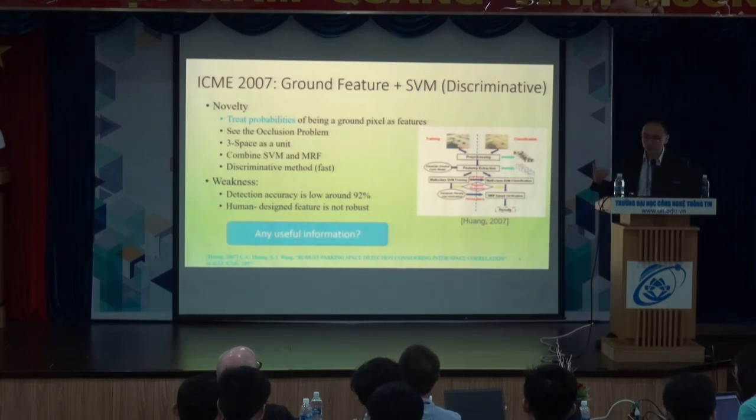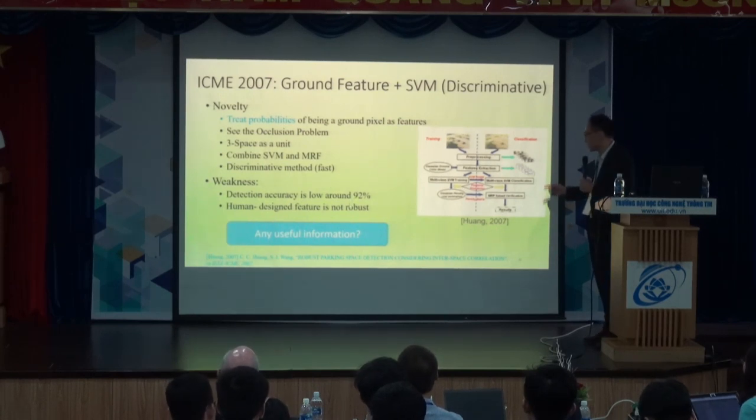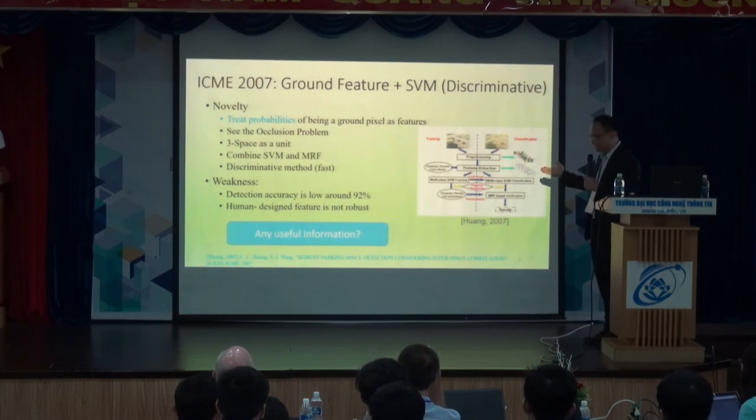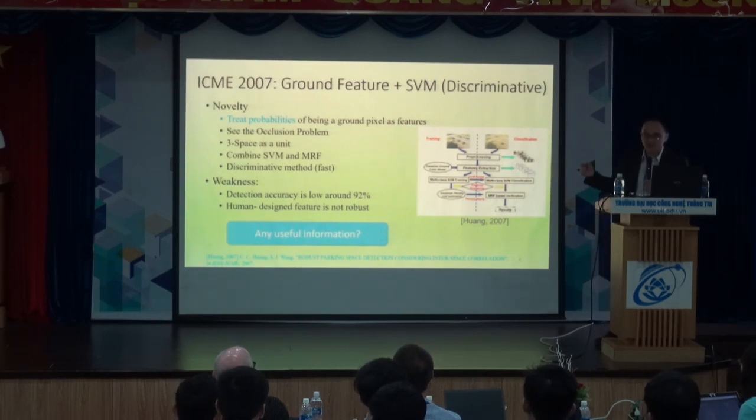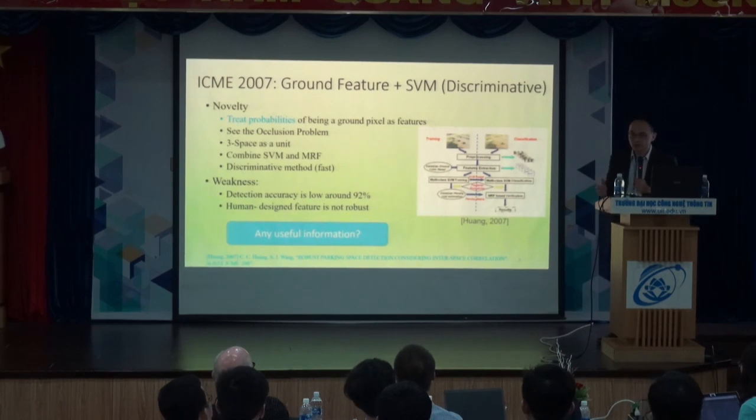That means your system can quickly give you the answer. But the weakness of this work is that the accuracy rate is very low, only 92. Yeah, for this simple application, accuracy is very important. It should go up to 99 or even better. And also, the human-designed feature is not robust. There are still many things we do not consider.